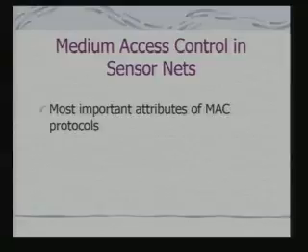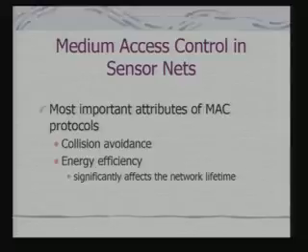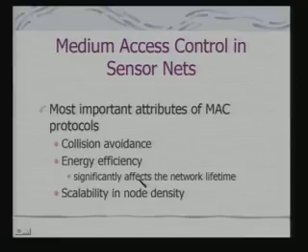So, what is the key issue in medium access control in sensor networks? That is the MAC protocol. The key should be collision avoidance and energy efficiency as well as scalability in terms of node density. Okay. So, energy efficiency significantly affects the network lifetime. Okay. So, if you look into it, obviously what we are talking about, I would like to avoid the collision. The two nodes in the vicinity should not start broadcasting at the same point in time.